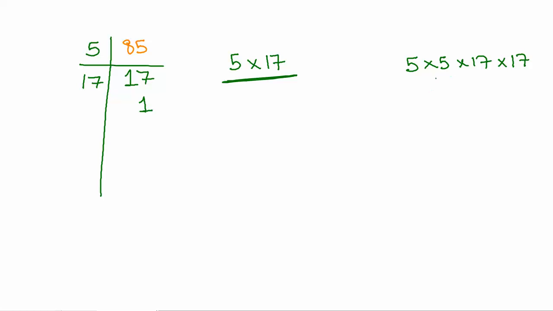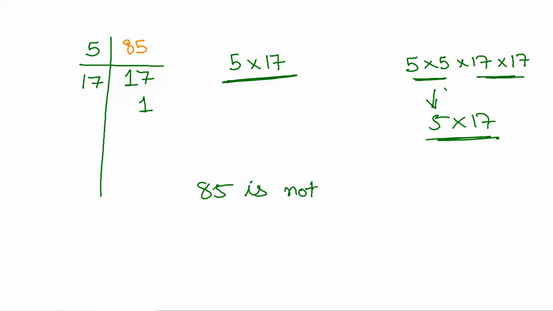If you had something of this sort, then we could find out whether 5 and 17 are square, but this is not the case over here, and therefore we can conclude that 85 is not a square number, or a perfect square number. Now we used this method of factorization for a very small problem.